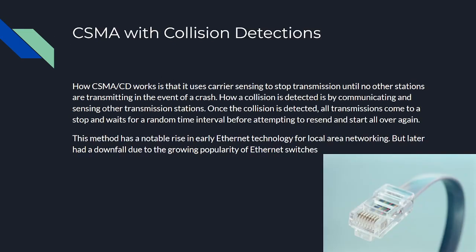And lastly, CSMAs with collision detection. How CSMA/CD works is that it uses carrier sensing to stop transmissions until no other stations are transmitting, in the event of a crash. A collision is detected by communicating and sensing other transmitting stations. Once the collision is detected, all transmissions come to a stop and wait for a random time interval before attempting to resend and start all over again. This method had a notable rise in early Ethernet technology for local area networking, but later had a downfall due to the growing popularity of Ethernet switches.